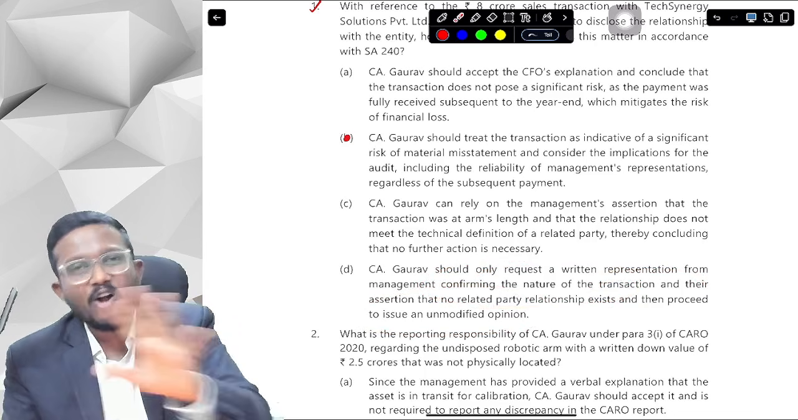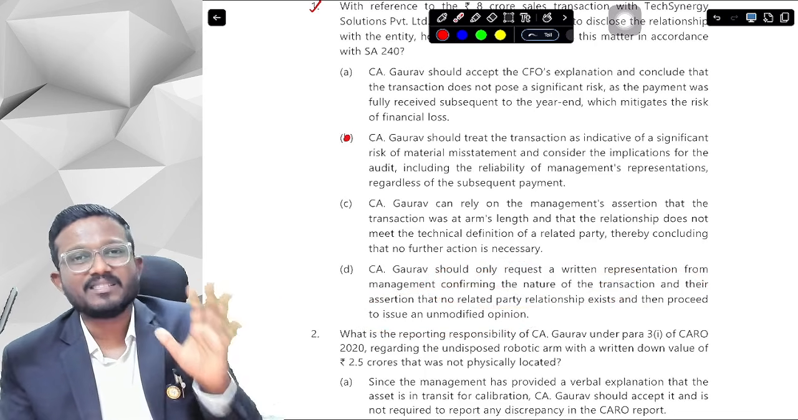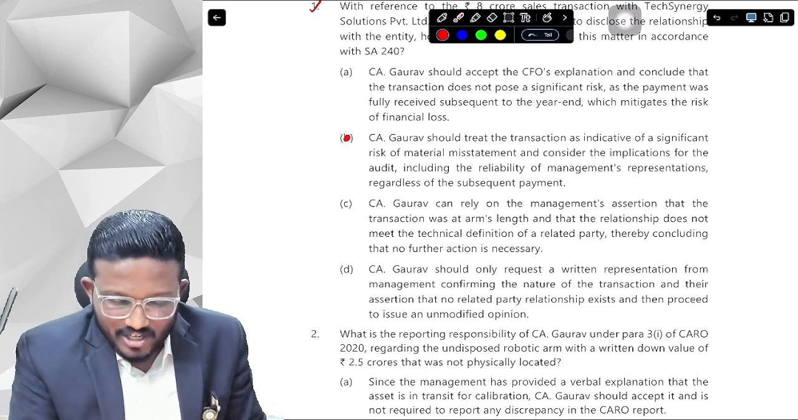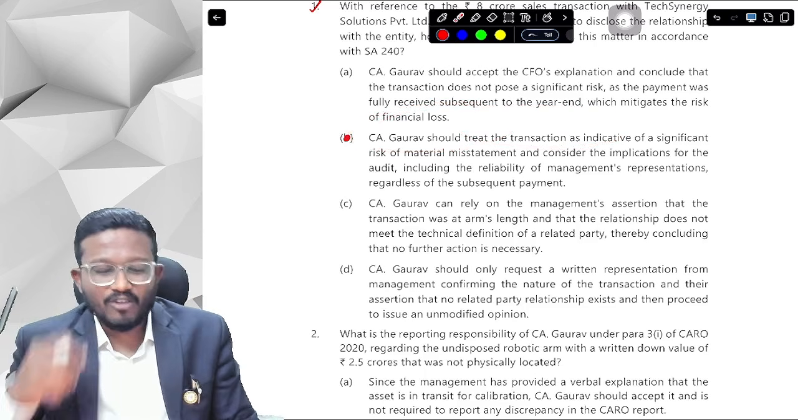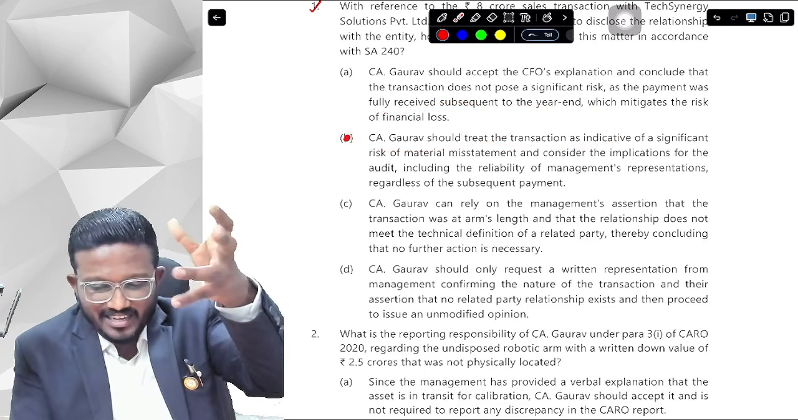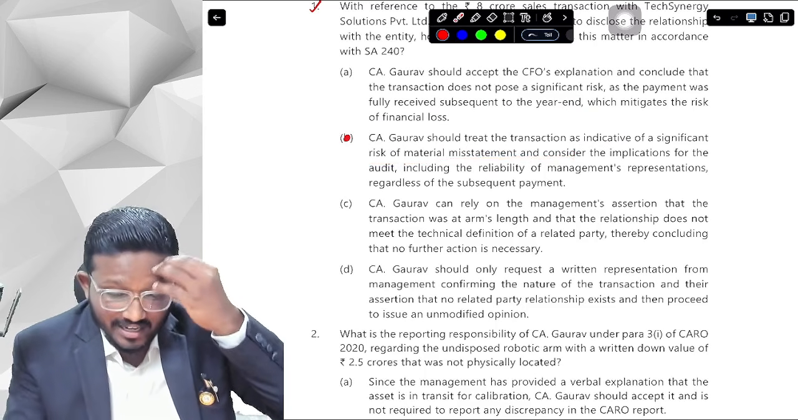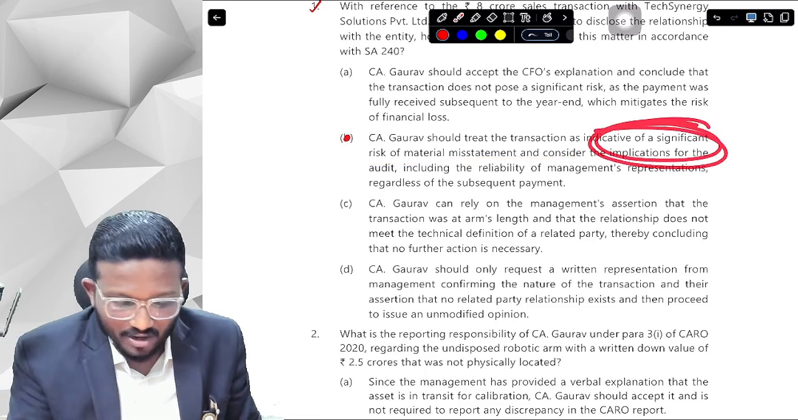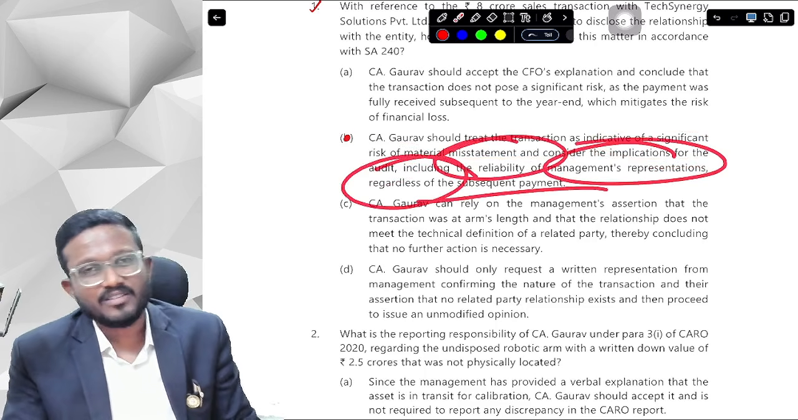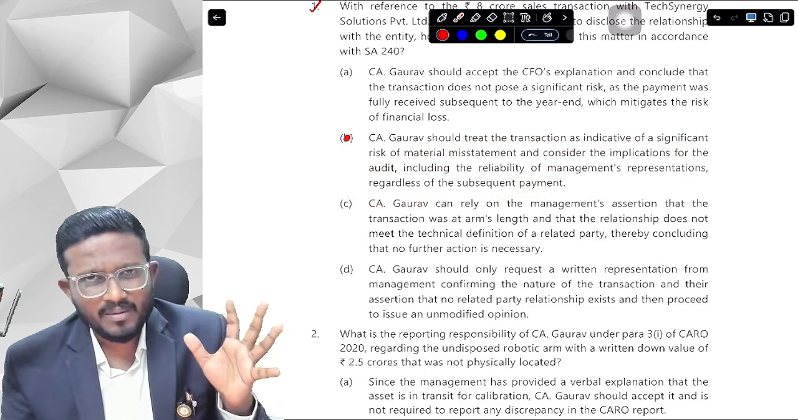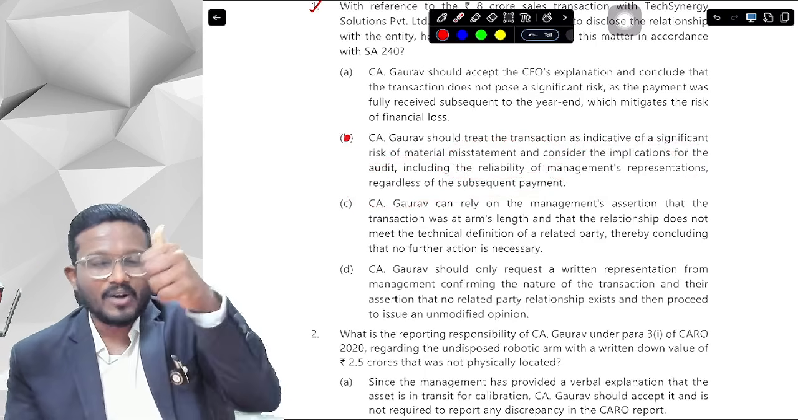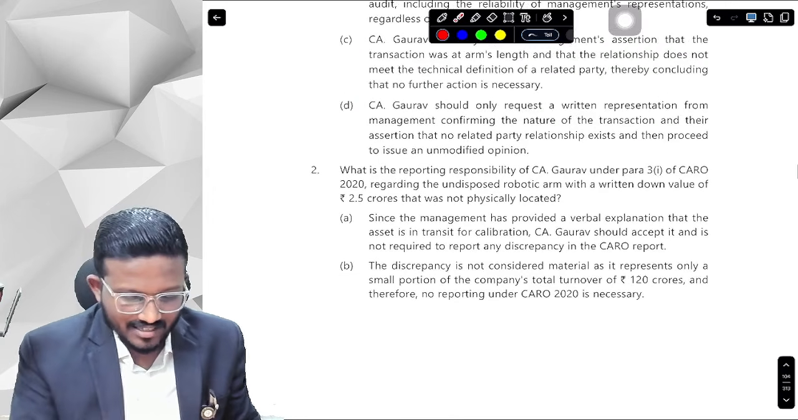No sir, we cannot just obtain written representation because written representation is not sufficient and appropriate audit evidence in itself. So what we should do, sir, is treat the transaction as indicative of a significant risk of material misstatement. There can be a significant risk of material misstatement involved over here, and we should consider the impact on the audit, including the reliability of management representation regardless of the subsequent payment. Even if there was a subsequent payment, we still need to consider this as a significant risk of material misstatement. Okay, yes sir.